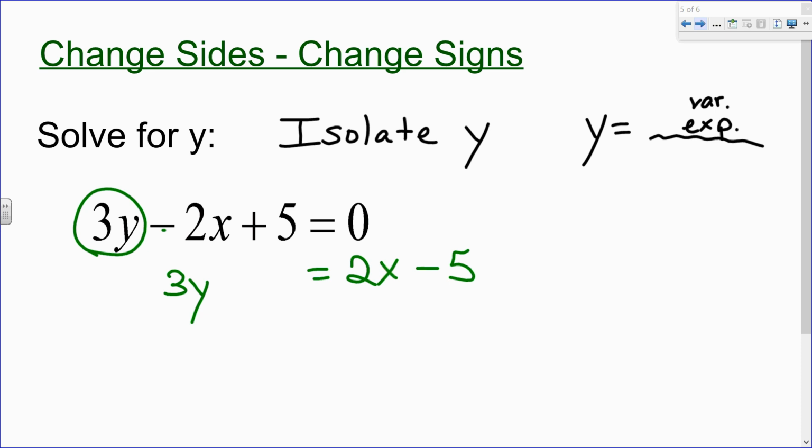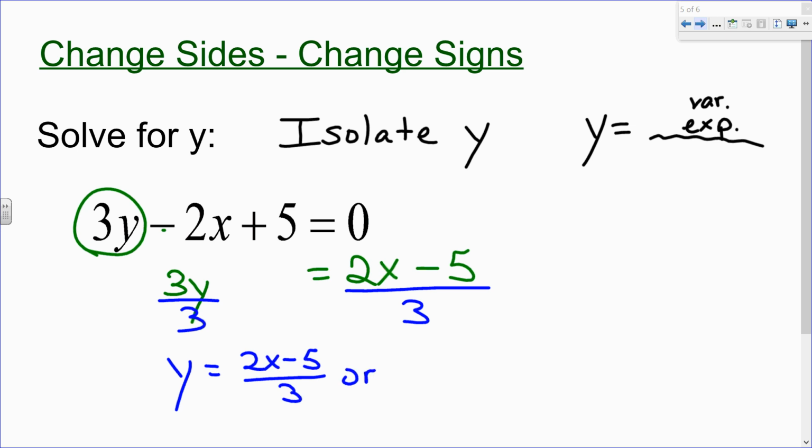But a lot of students are more comfortable just saying change sides, change signs, instead of going through subtracting and adding on both sides. We need to end up with just y, and we have 3y, so we need to divide that whole thing by 3. So we can write our answer either of two ways. We can say that y is 2x minus 5 over 3, or the 2x is over 3 and the minus 5 is over 3, so we could say 2/3 x minus 5/3.